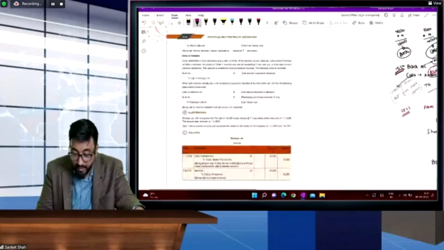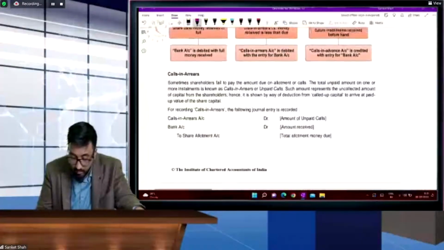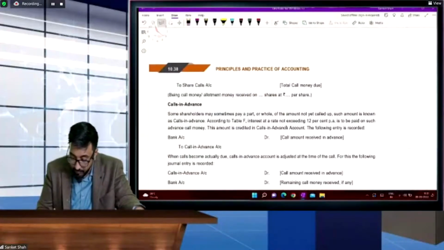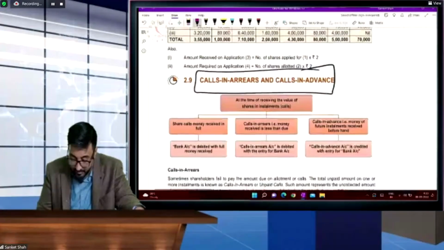What is the rate of interest? So ICA has given you that rate of interest also. So beta, interest income, interest 12% on calls in advance.